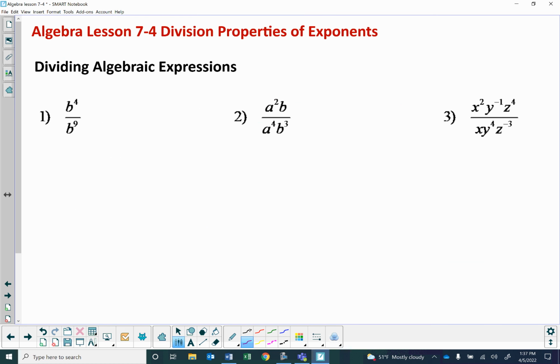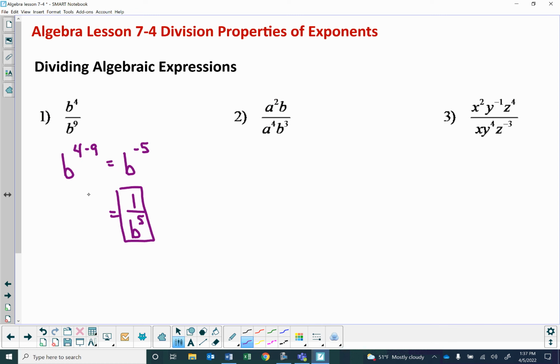So if I have b to the 4th divided by b to the 9th, that becomes b to the 4 minus 9, which is b to the negative 5th, which becomes 1 over b to the positive 5th, because remember, you're not simplified unless you have no negative exponents. Numbers can be negative all day long, exponents cannot.